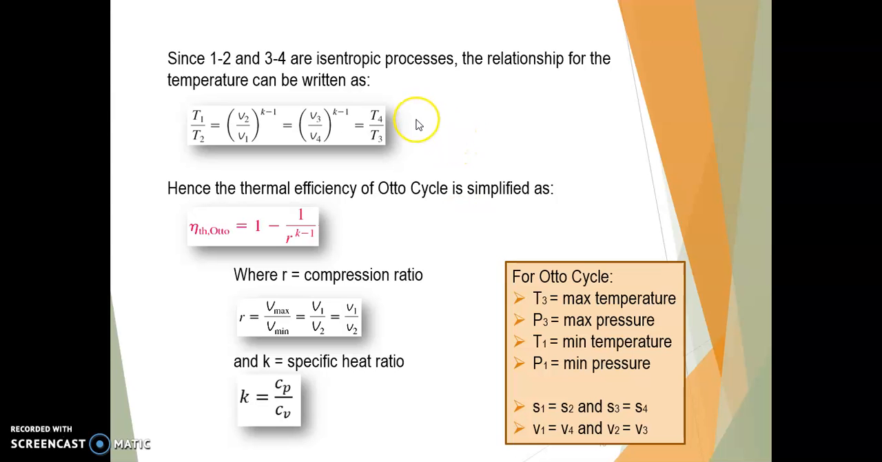Also, we have to find the rest of the process between point number 1, point number 2, and point number 3 and point number 4, which is isentropic. So the relationship between both of them will be based on the ratio of the temperature and the ratio of the specific volume. So temperature number 1 over temperature number 2 will be equal to the specific volume of point number 2 over the specific volume number 1.